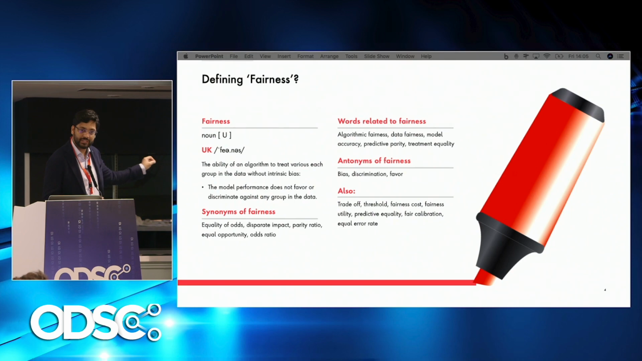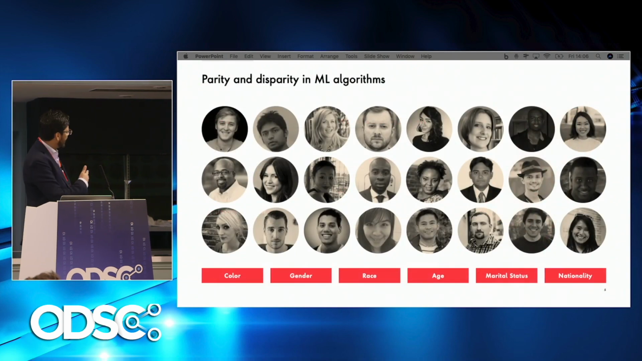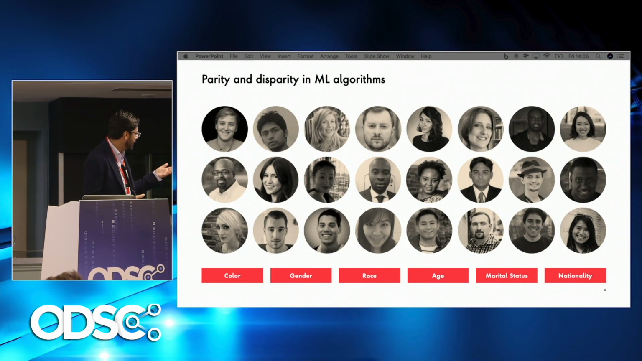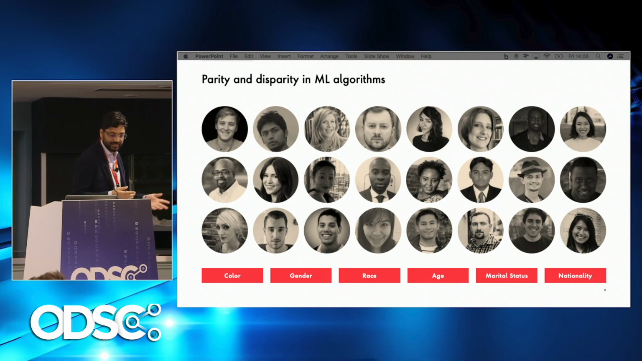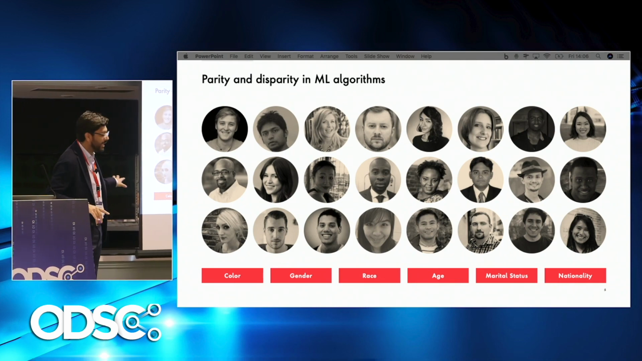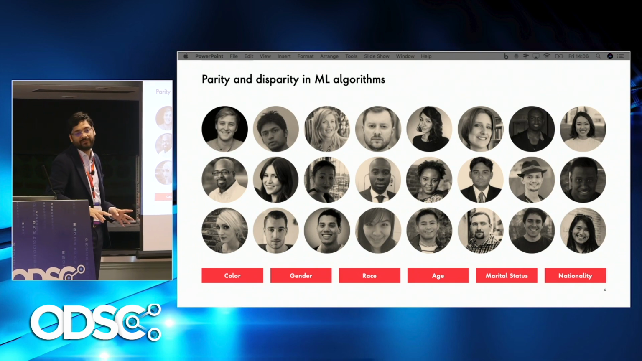We'll see each of these metrics and how to measure and calculate them, and so on and so forth. So what are the different kinds of bias which can happen? It can happen because of color, if you have any color as a feature in your data, gender, race, age, marital status, and nationality. Now interestingly, even if you don't have any of these, you still can have bias.